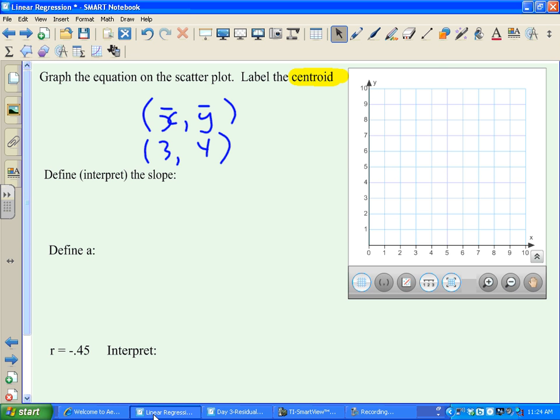Define, interpret the slope. This is big. This shows up almost every year. At some point, I can guarantee you there's going to be an interpretation of slope somewhere on the AP exam. Think about the slope formula. Slope, this is how I remember, change in y over change in x. In this problem, our slope was negative 0.4. Negative 0.4 over 1. I make anything a fraction, and then I put the y values up there.